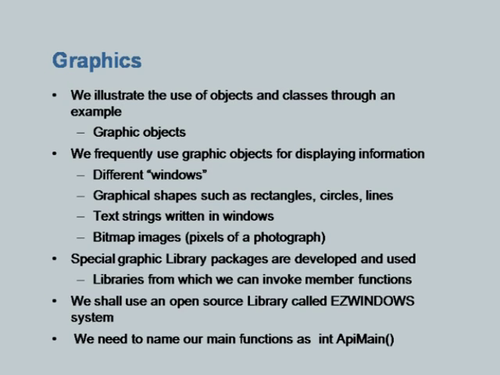Now, as I said, every such library has an API. This particular graphics library also has an API, but to invoke that API, the library demands that you don't write your program as main. You write your program as API main. That is because the EZ Windows actually sits between the operating system and you. So for curious reason, this particular functionality is to be invoked by saying API main. And therefore, the way I will write my programs will change slightly in syntax.